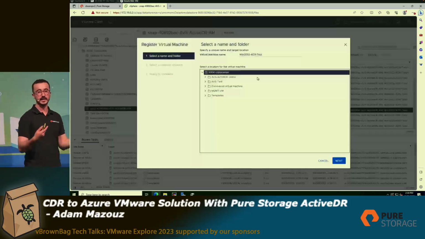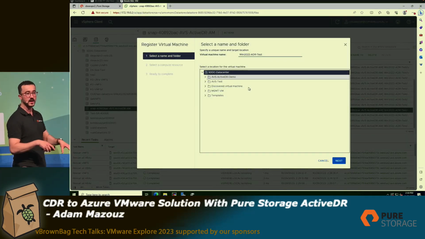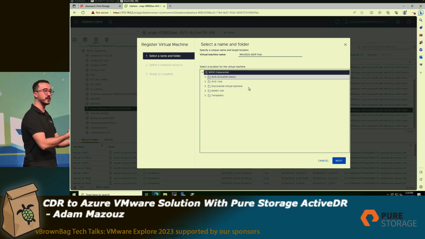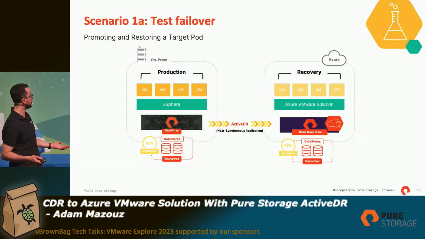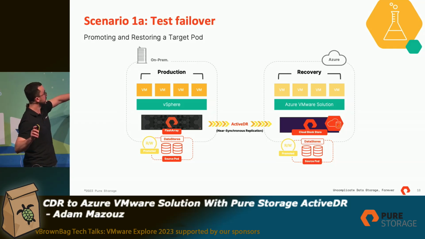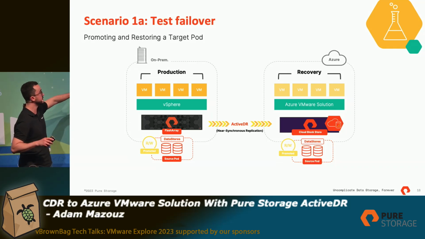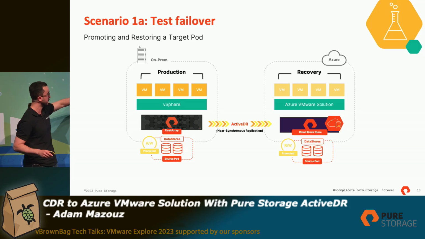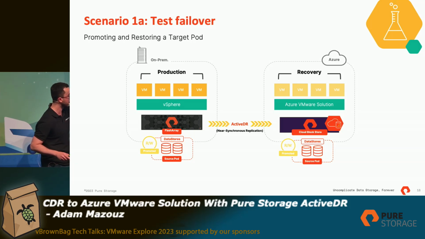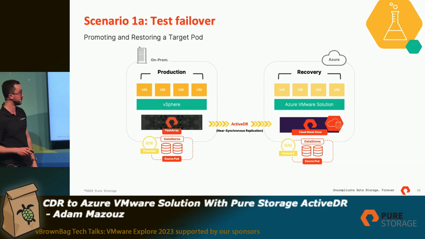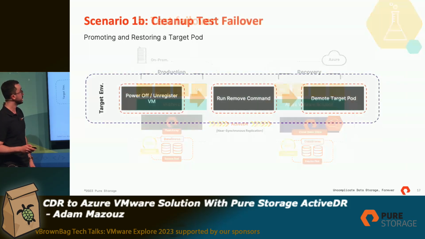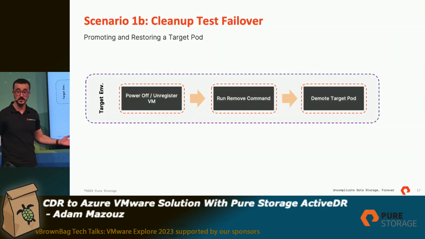What if I want to clean up the test now? ActiveDR has this all embedded in how we actually thought about building a disaster recovery solution, right? So to do that, just to give you the state of my visualization here, I now have my VM already testing in Azure on top of Azure VMware Solution. The next thing is that I finished testing and I want to clean up everything I have done.